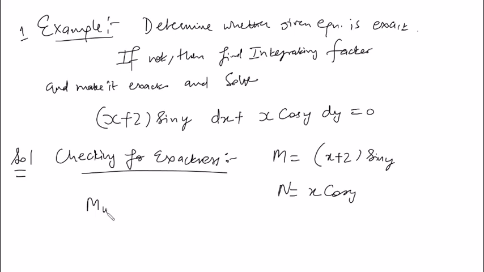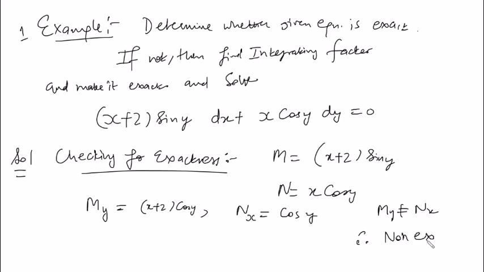Okay, what is M_y? M_y is 2 cos y. What is N_x? N_x is cos y. So they are not equal. As you can see, M_y is not equal to N_x. Therefore, the given differential equation is not exact.